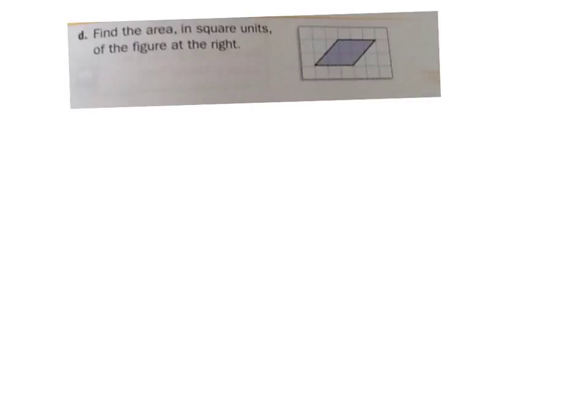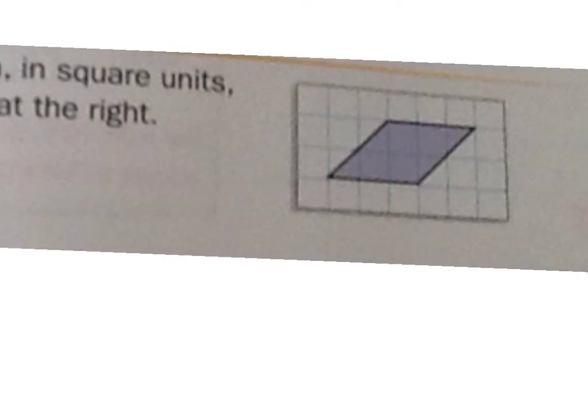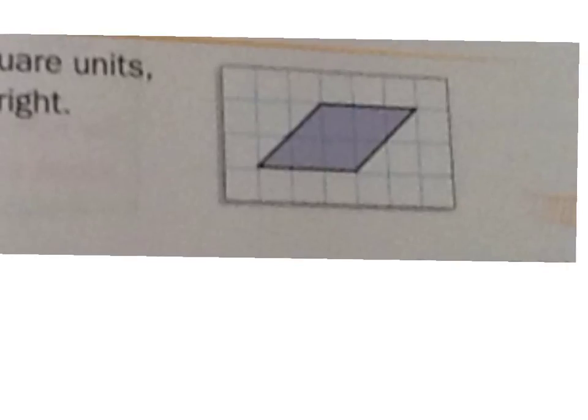This problem is on page 707, letter D. It wants us to find the area in square units of the figure on the right. So, I want to look at it. Let's make it a little bigger so we can actually see it. Okay, so let's count. I have 1, 2, and half here, half here. That gives me 3 units down there. Then, I have 2 units up top, my height.